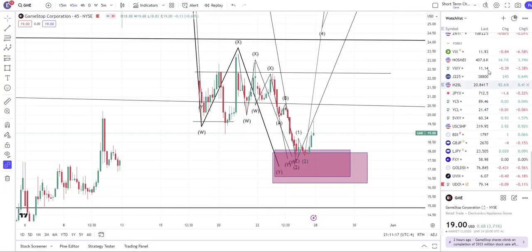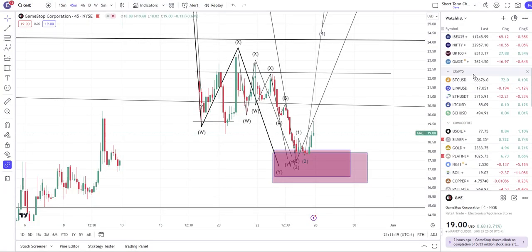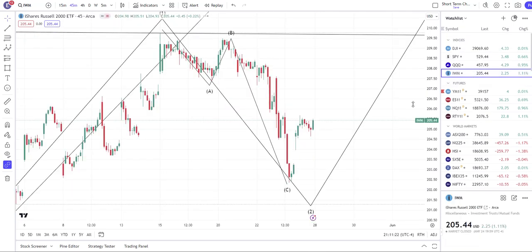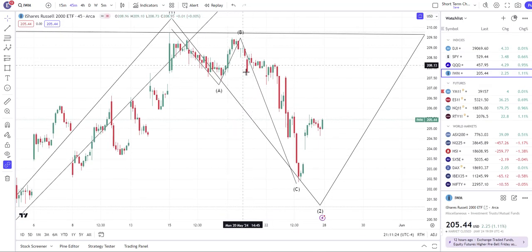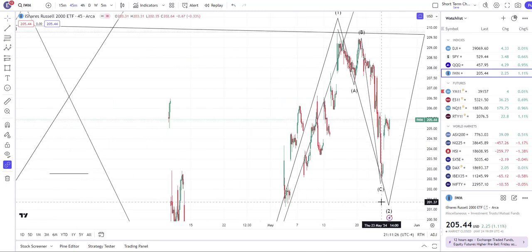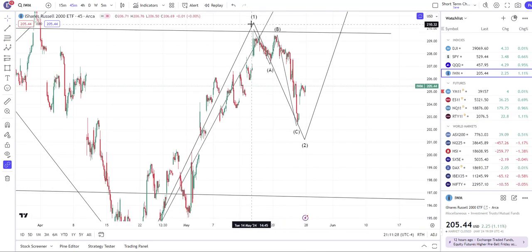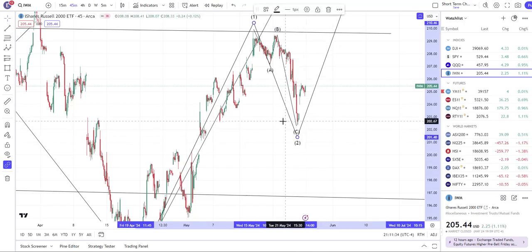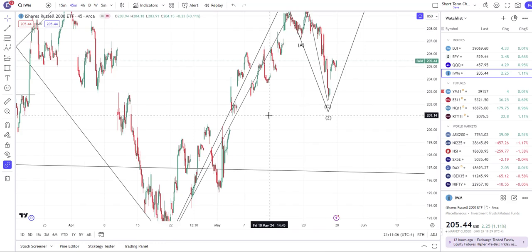So if I go to the Russell index, the IWM is the best index for that. We saw here we had a pretty steep decline. This decline was expected. My last video, we marked the 1 here. We had the AB, and once we had C, this is kind of where I wanted to buy in this area. Why did I pick this area?